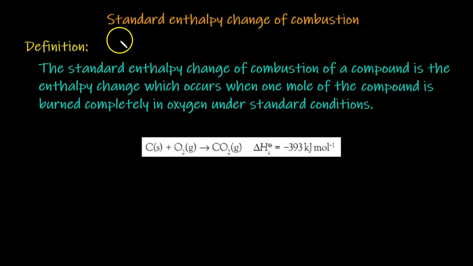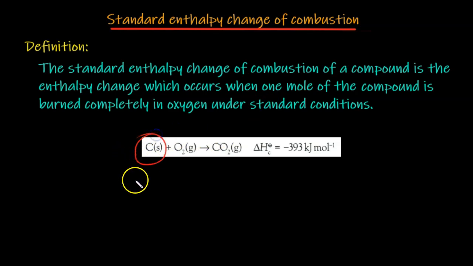Okay, so let's move on to standard enthalpy change of combustion. So the standard enthalpy change of combustion of a compound is the enthalpy change which occurs when 1 mole of the compound is burned completely in oxygen under standard conditions. So for example, the standard enthalpy of combustion of carbon is the heat released when 1 mole of solid carbon or graphite is completely combusted to form carbon dioxide gas under standard conditions. An important point to note is that enthalpy changes of combustion are always negative as heat is released during the combustion process.